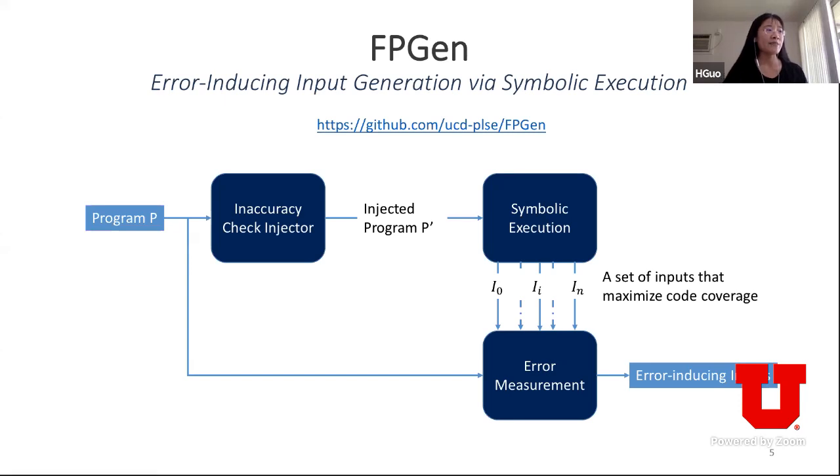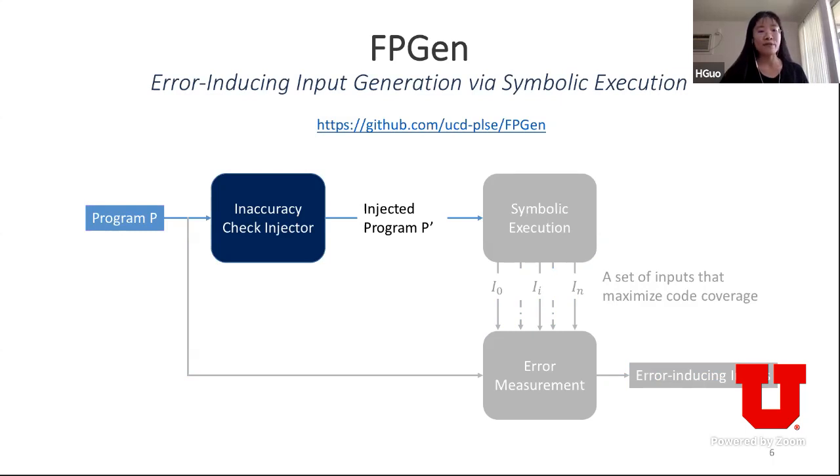We designed and implemented a tool, FPGen. It's an error-inducing input generator that uses symbolic execution. Specifically, it has three components. The first component is the accuracy check injector. It injects the program with inaccuracy checks. The second component performs symbolic execution on the injected program and generates a set of inputs that maximize code coverage. And the third component measures error for each of the inputs to identify error-inducing inputs. This tool is publicly available on GitHub.